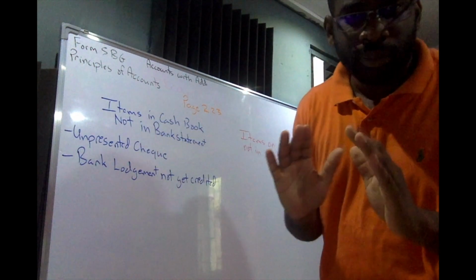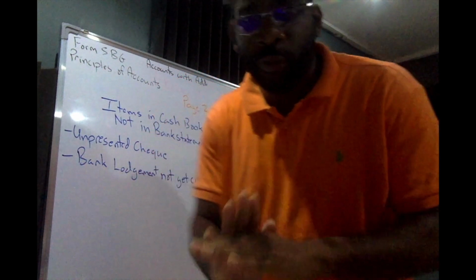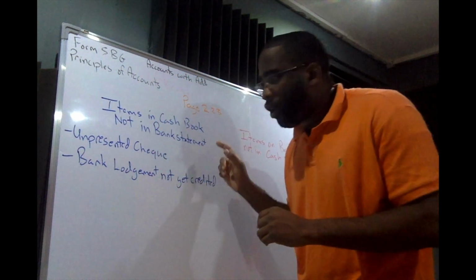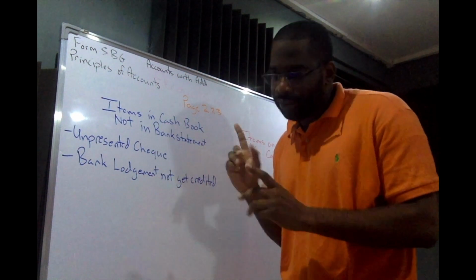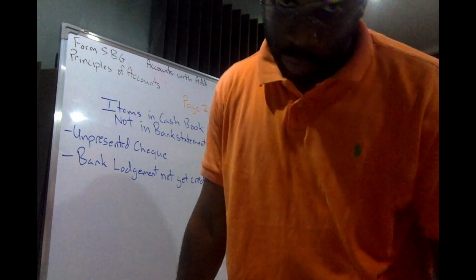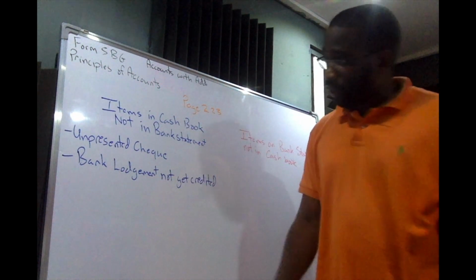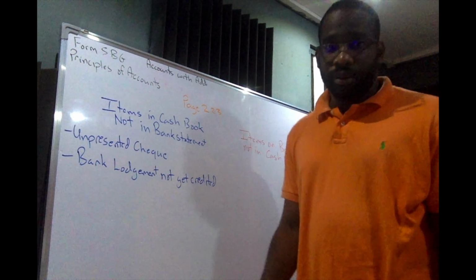So, yeah, this is the first thing you look for in the cash book: bank lodgement and the unpresented check. Both of them are checks.